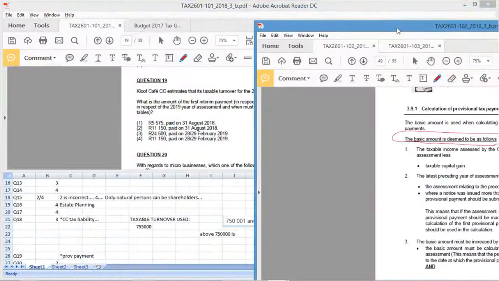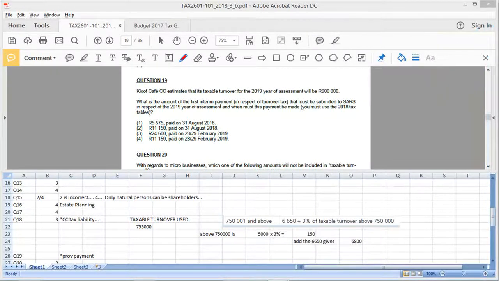Right now I'm going to be applying it to this scenario. So we go back to the question. Kloof Cafe estimates that its taxable turnover for the 2019 year of assessment will be 900,000. Notice this is for the next financial year.